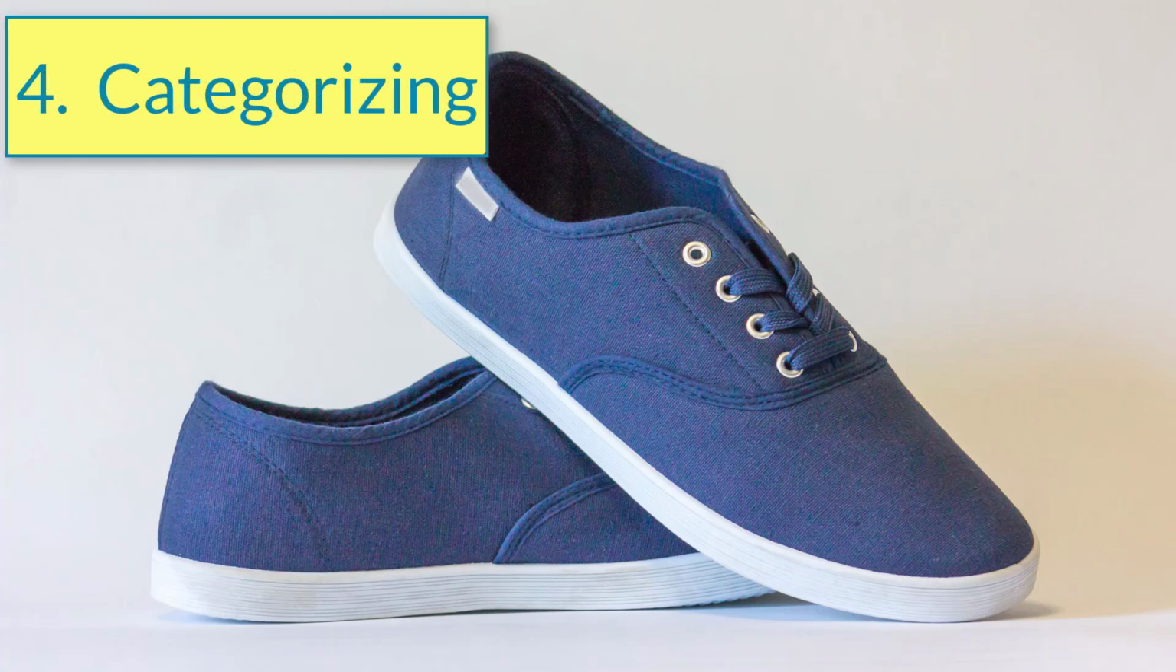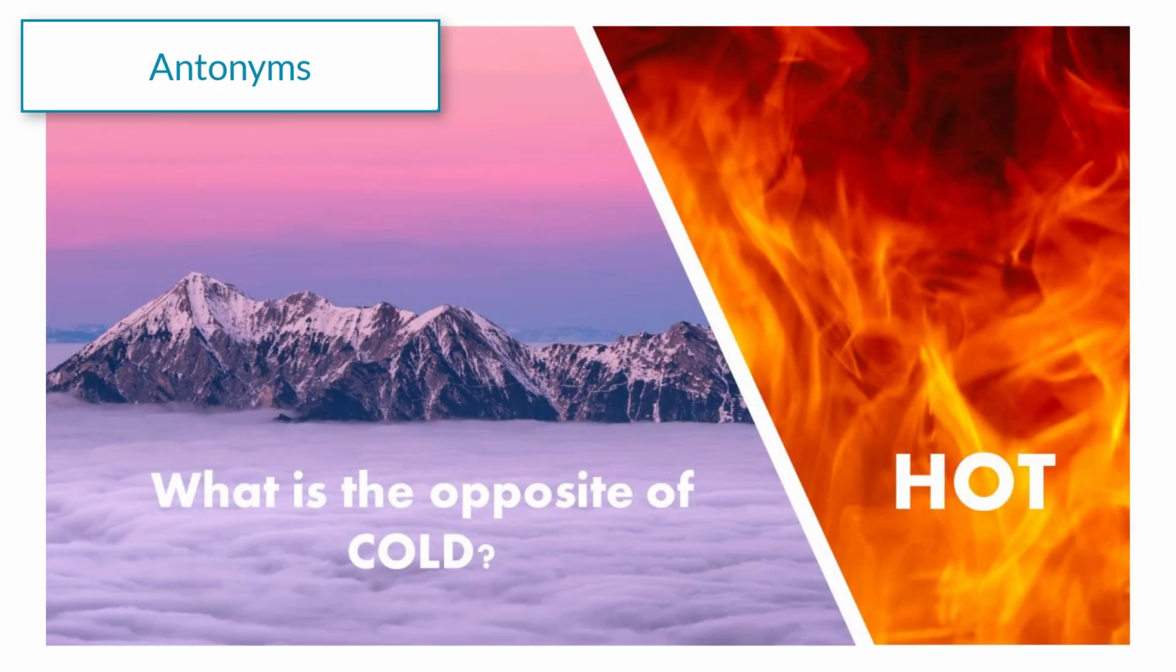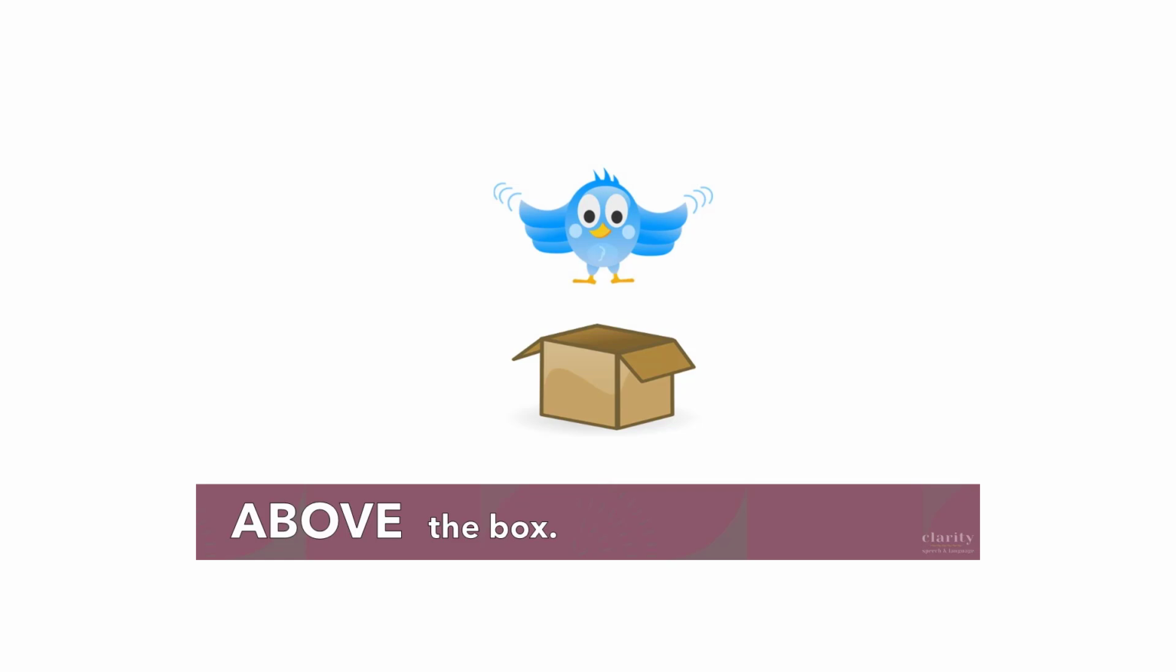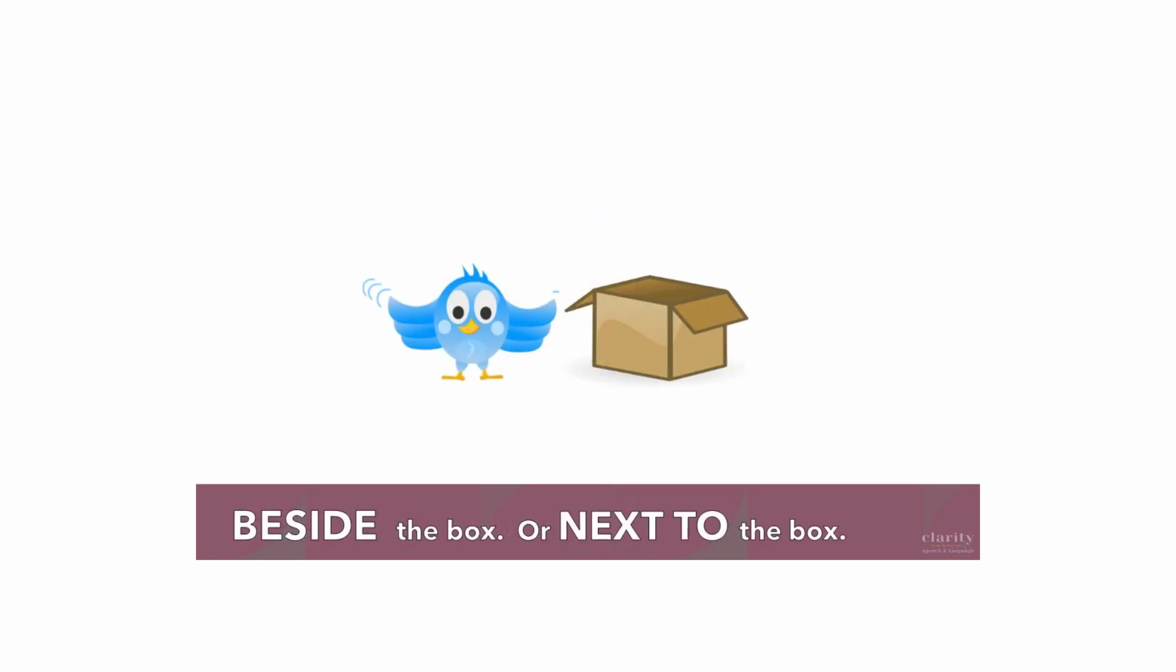The next level up is categorizing. Can the child tell what objects are in a certain category? For instance, a shoe is in the clothes group or the footwear group. At this level, they also include the following: antonyms and synonyms, like the opposite of hot is cold, and another word for happy is glad. And then basic concepts. Does the child understand the words above, below, beside, left, right?